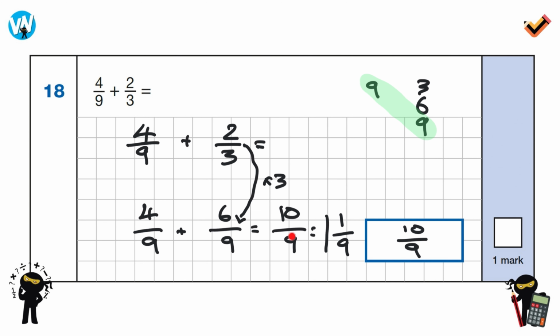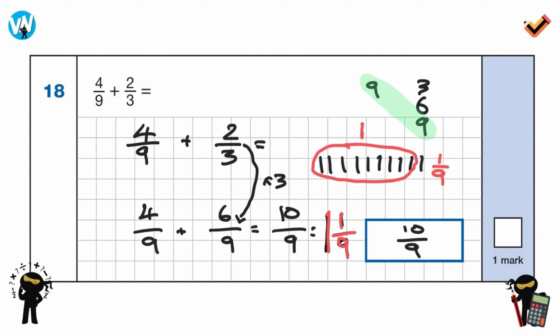And it's dead simple. It's how many 9s are in 10? It's clearly only 1. And again, if I visualize that, we've got 10, haven't we? 1, 2, 3, 4, 5, 6, 7, 8, 9, 10. How many 9s are in there? Well, there's 1. That is a whole. And then there's 1/9 remainder. So it's 1 and 1/9.